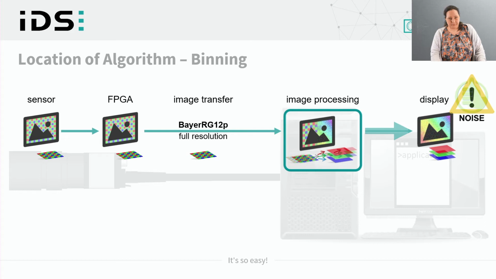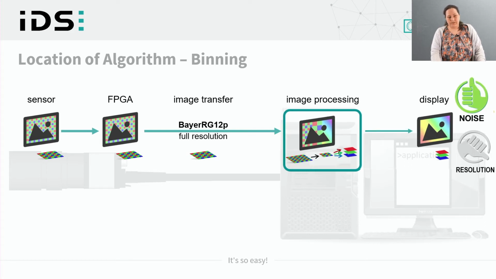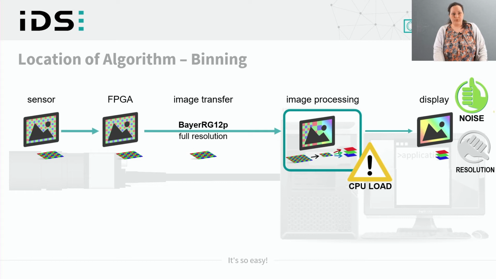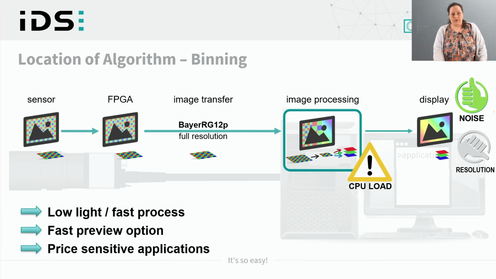With binning, you reduce resolution, and in some cases this is acceptable. For example, if you want to have a fast preview, or you have low light processes, price-sensitive applications. And if you do the binning on the host side, that's okay, but it increases, of course, CPU load, because you have to calculate everything on the PC.